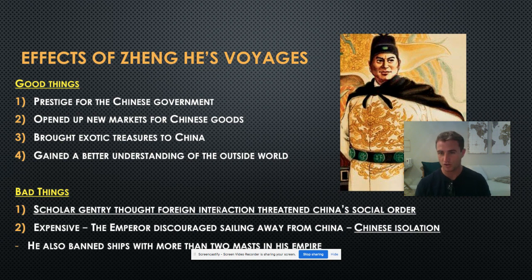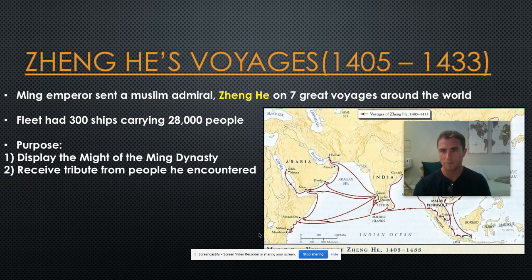And so the scholar gentry are going to get in the ear of the emperor, and the emperor is going to discourage sailing away from China. And this is going to be the start of Chinese isolation. And this is a very, very important time that China is going into isolation, because here we are, guys, Zhang He's voyages, look at this time period, 1405 to 1433.